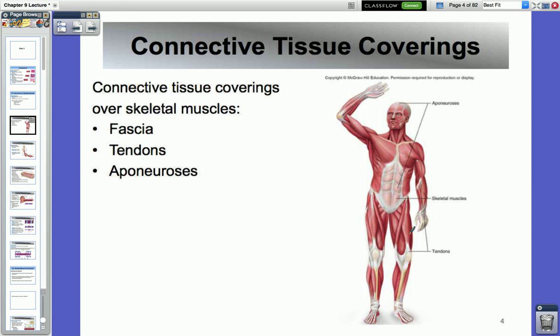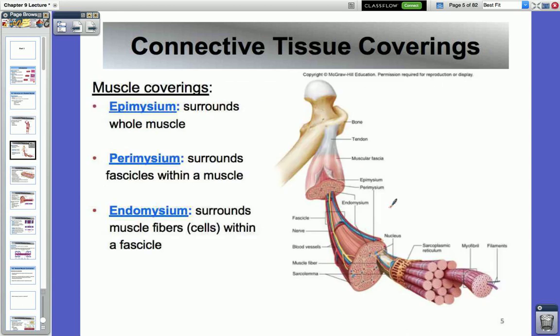We also have the structure called an aponeurosis. An aponeurosis is a more sheet-like connective tissue that connects one muscle to the next. For instance, the frontalis muscle is connected to the occipitalis muscle in the back of the head via an aponeurosis along the top of the head. We also have an aponeurosis that covers the rectus abdominis. So, very important part here.